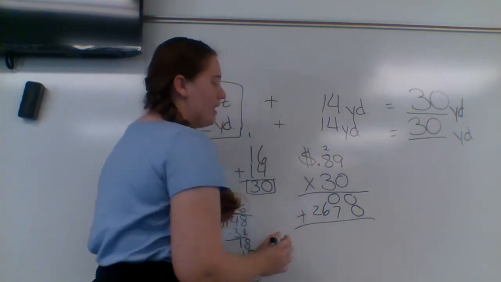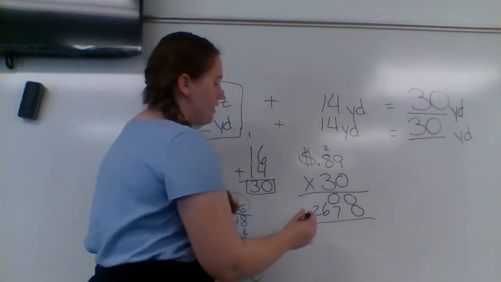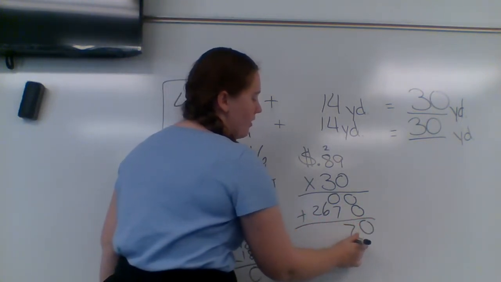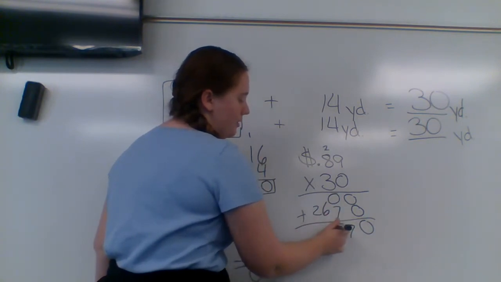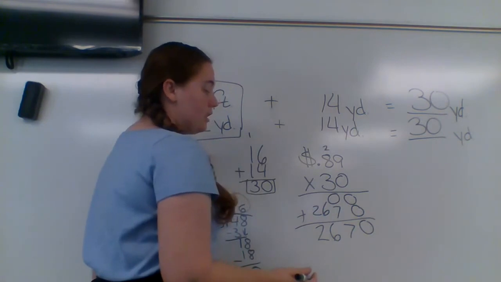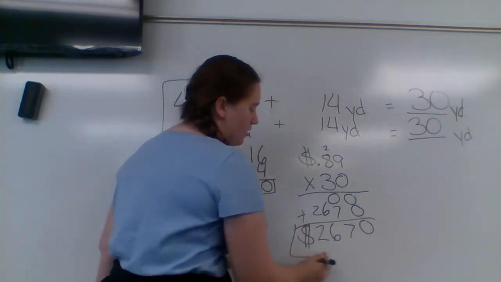I'm going to add it together while I'm doing this number right here plus 0. That's fairly easy. So I have 0 plus 0 is 0, 0 plus 7 is 7, 6 plus nothing is 6, and 2 plus nothing is 2. So this right here is my answer.